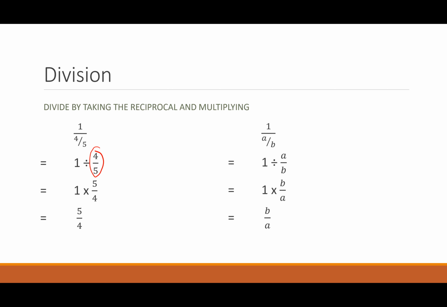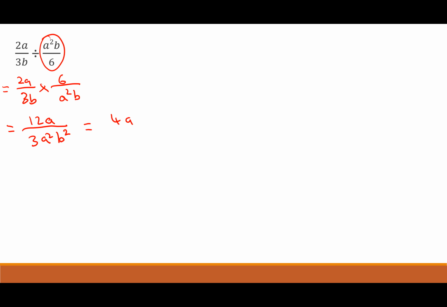So let's do some examples. 2a over 3b is going to be multiplied by the reciprocal of this, which is 6 over a squared b. 6 times 2 is 12a over 3a squared, b times b is b squared. That simplifies down, getting rid of the coefficients, to 4 over a squared b squared, and then an a goes away and takes away one of the powers, and you're left with 4 over ab squared.